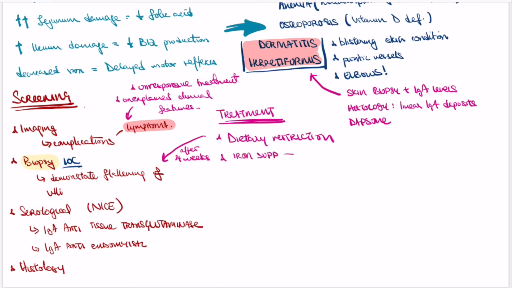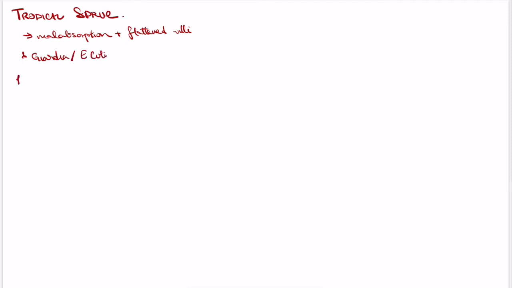You should also give an iron supplementation that deals with microcytic anemia and folic acid supplementation that deals with macrocytic anemia. Tropical sprue has a similar manifestation to celiac disease, that is, they have malabsorption and flattened villi, but with slight variations. This type of malabsorption syndrome is caused by a bacteria such as Giardia or E. coli. The malabsorption is primarily of carbs, causing an osmotic diarrhea through the same mechanism we discussed earlier.